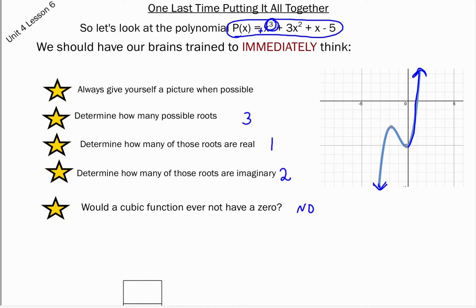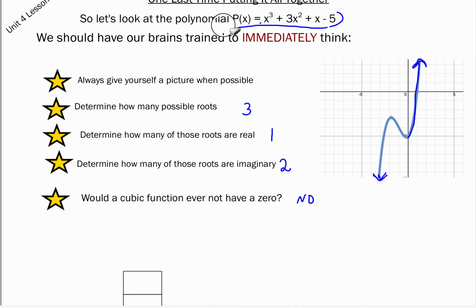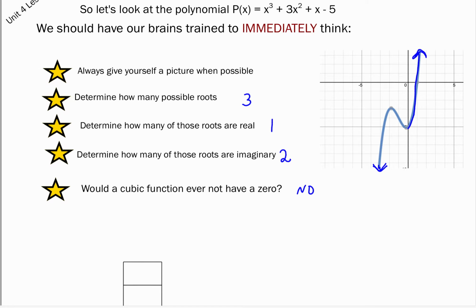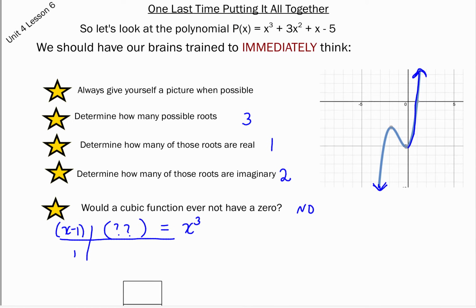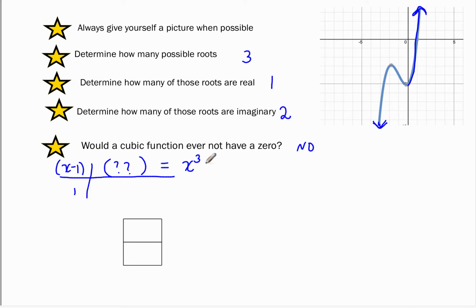All right, so how about looking at these roots? Can we find what these roots are? Well, one of them is given to us. That's easy to do. That is the root 1. So if we know there's a root of 1, that must come from a factor of x minus 1. Now we have to find the other factor that multiplies together and gets x cubed plus 3x squared plus x minus 5.